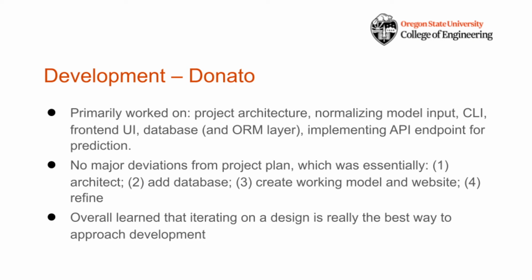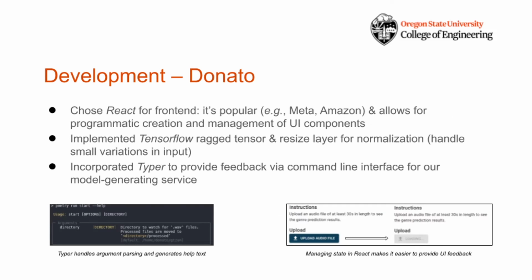I primarily worked on the project architecture, normalizing input, improving the user experience, database models, and implementing an endpoint for predictions. I wrote front-end components in React to make it easier to provide user feedback, as you can see here on the bottom right, and I used a Python library called Typer to implement a command line interface for our model generator, as it handles argument parsing and provides help text. I also added an input layer to our model that resizes images using TensorFlow, the machine learning library we use for the project. This solved a problem where tiny variations in audio length would crash our server.